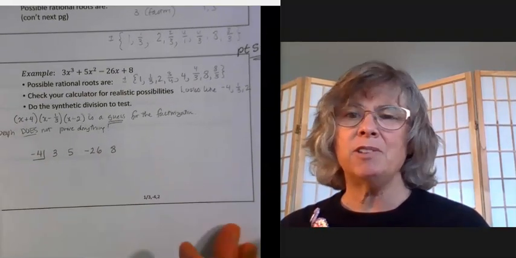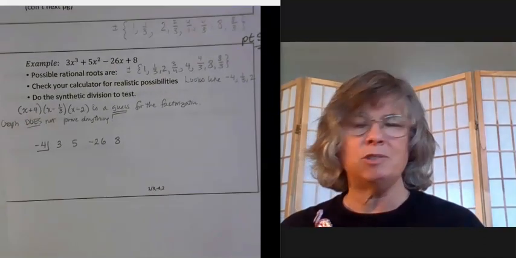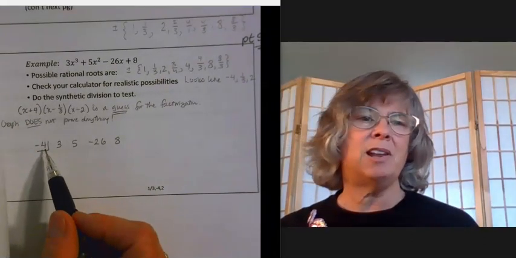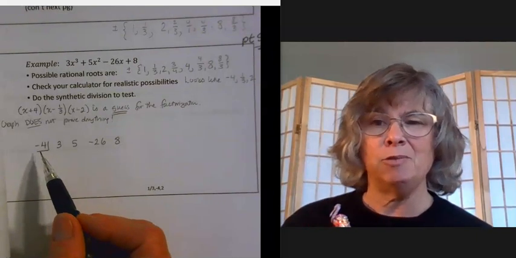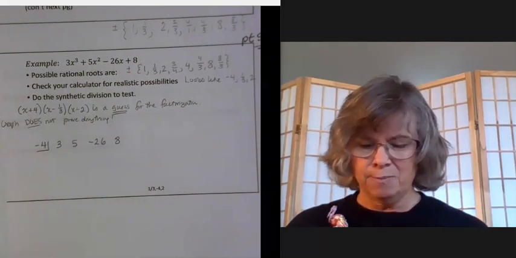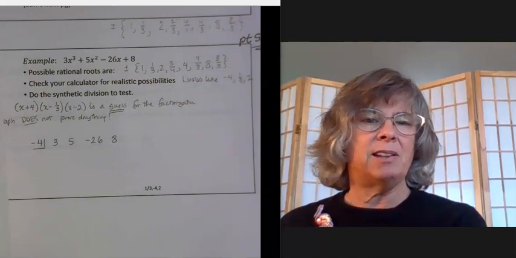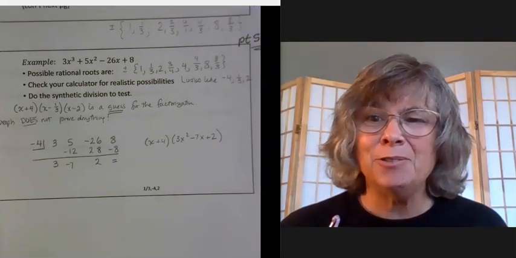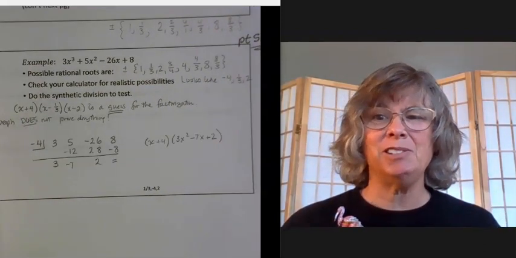The graph doesn't prove anything. We have to do synthetic division to demonstrate anything. So here I've chosen the -4 or x plus 4 as a possible factor. So go ahead, complete that synthetic division. And yes, -4 works. So x plus 4 is a factor.